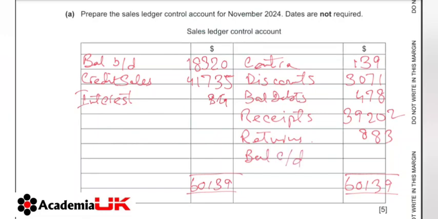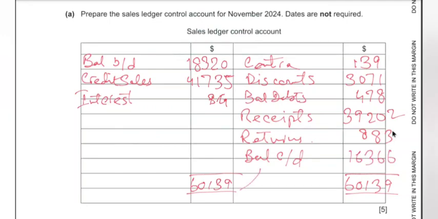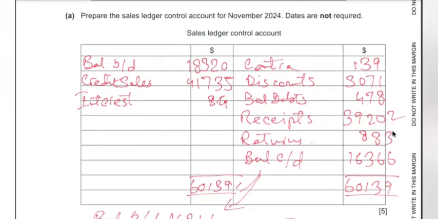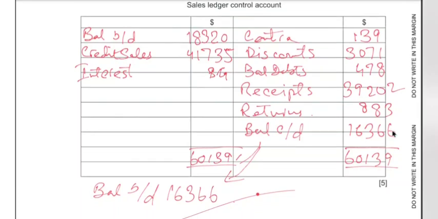So balance CD is of 16366. Whenever we write balance CD, we will write this down as a balance BD, so balance brought down 16366. Okay, so this is a pretty much simple sales ledger control account. Here is a complete view.